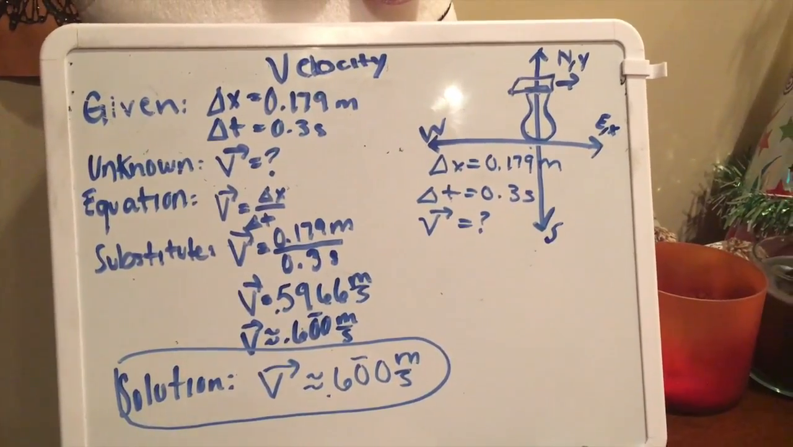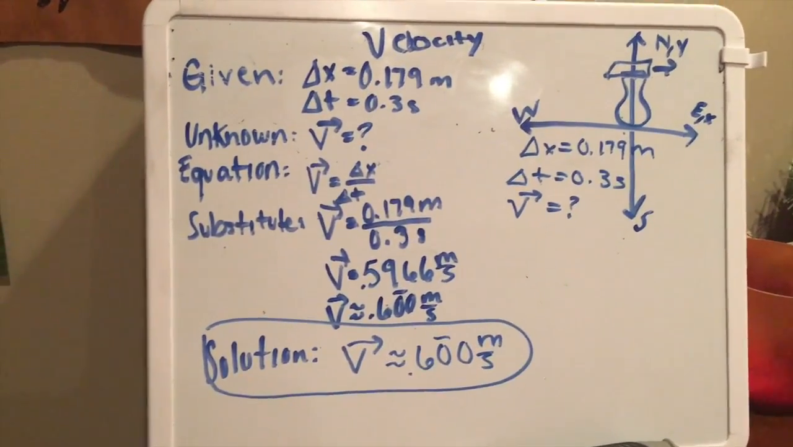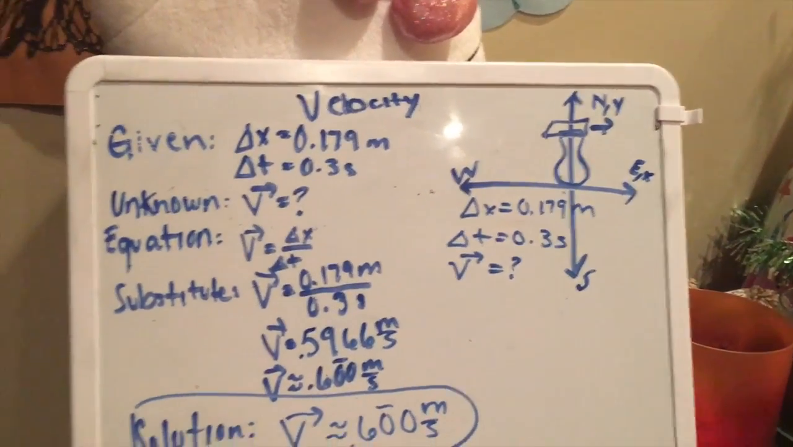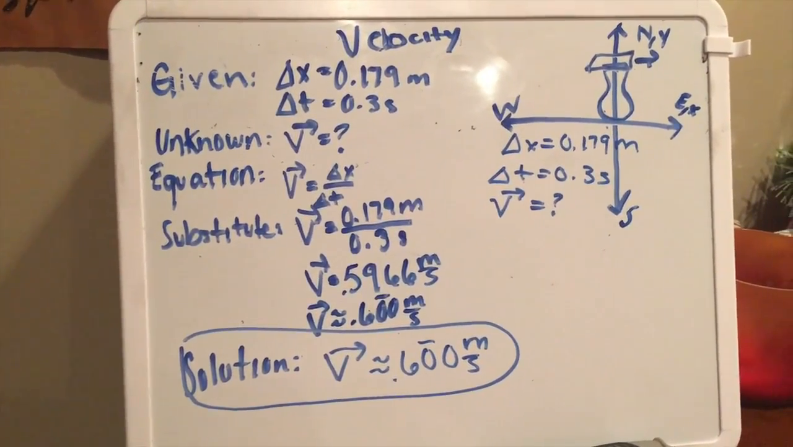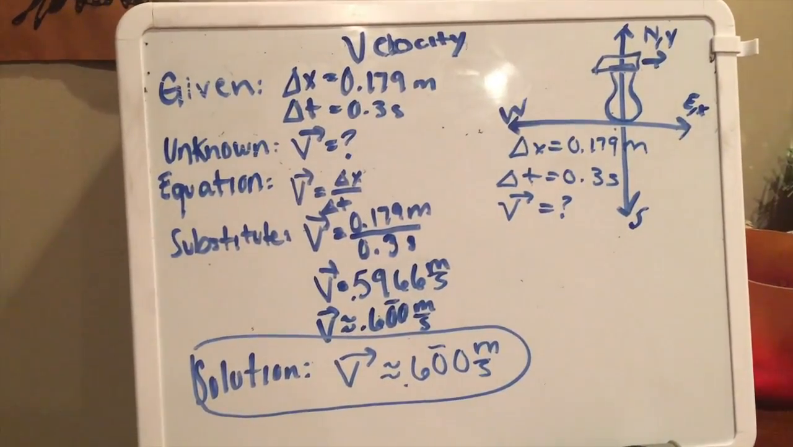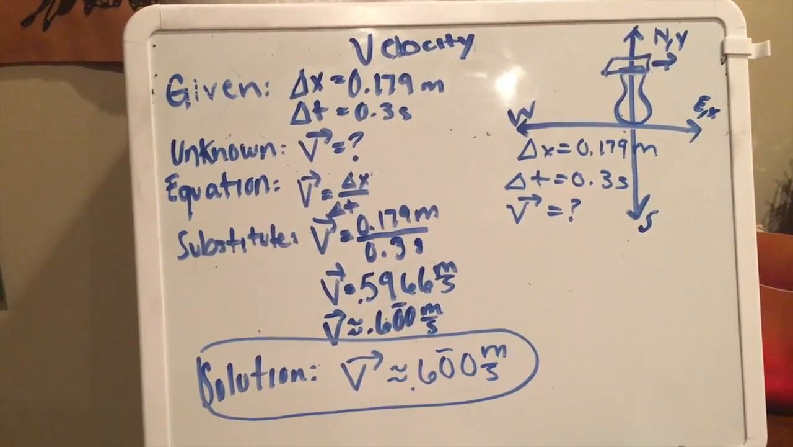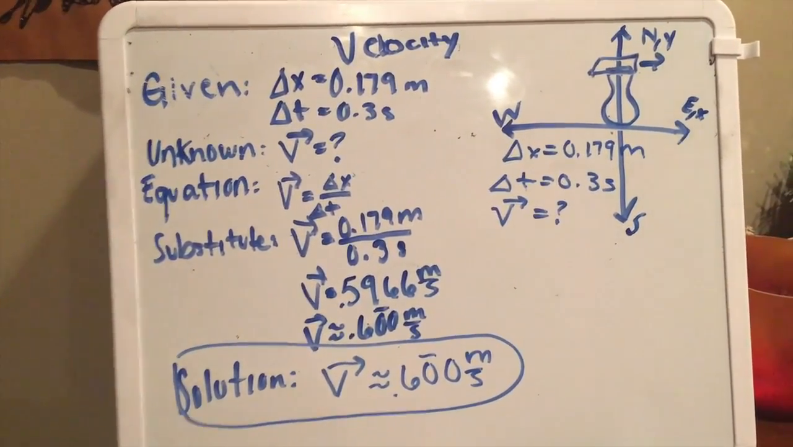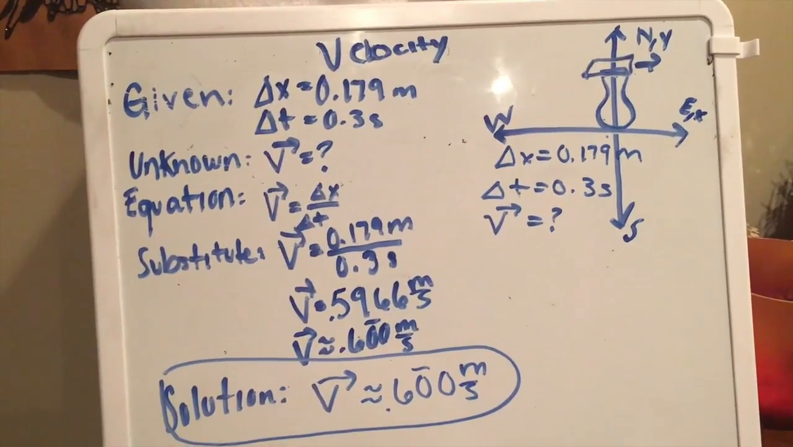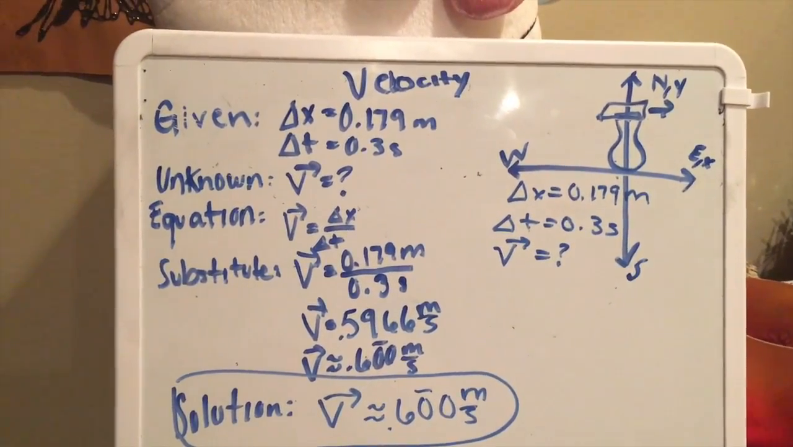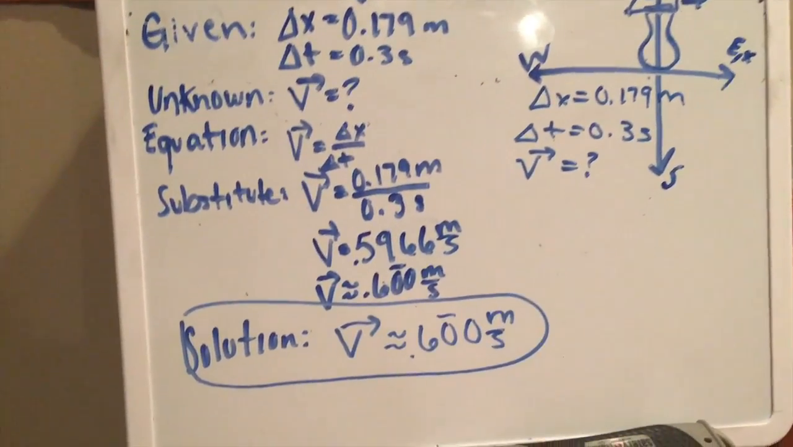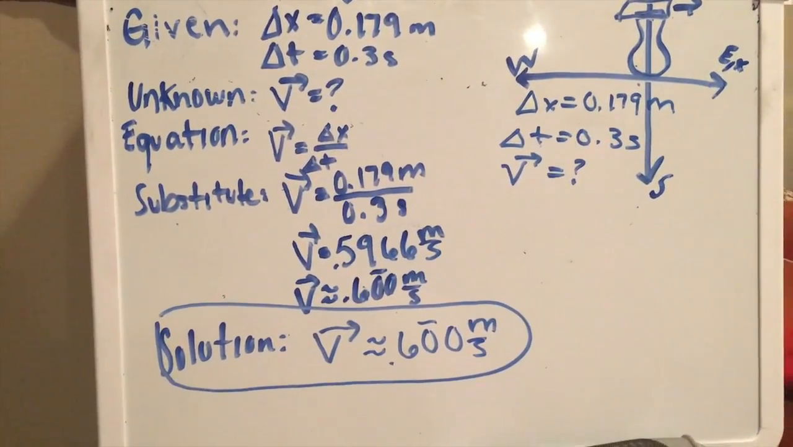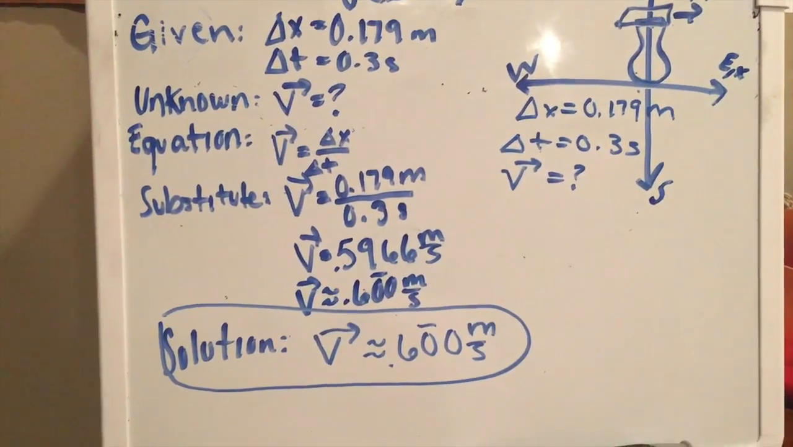Okay, here we have one of our subpoints, which is velocity. Here we have our XY diagram, which basically has the information from the given and the unknown. In our given, we have the displacement, which is 0.179 meters, and our time is 0.3 seconds. What we're trying to find is velocity. The equation to find velocity is delta x divided by delta t.